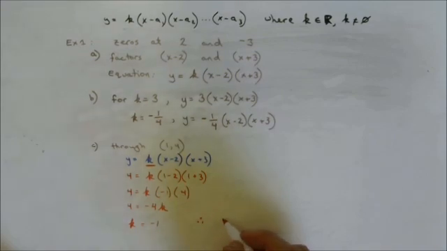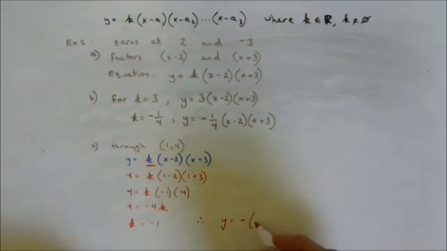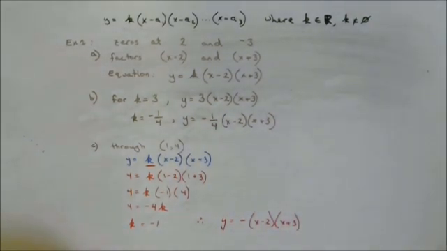Therefore, the function that goes through the point (1, 4) and is still part of this family has a multiplier of -1. So you can just put a negative sign out front and copy down your factors, (x - 2)(x + 3).